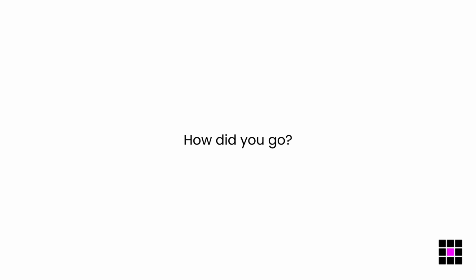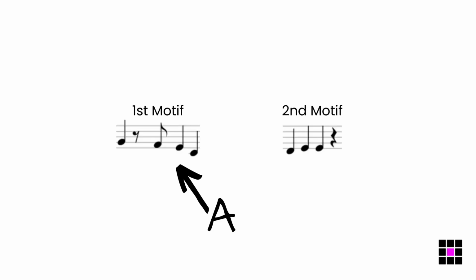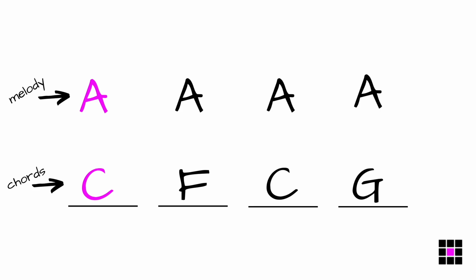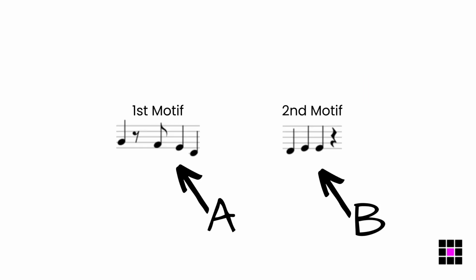How did you go? Did you come up with a second motif idea? Hopefully by now you have 2 motifs that go together. The next step is figuring out what the best combination is to create your melody. So far we've just been playing our first motif, let's call this A, 4 times over the top of our chords. Let's call that pattern A, A, A, A. We can call our second motif B.